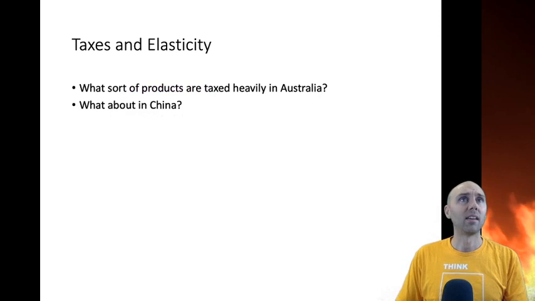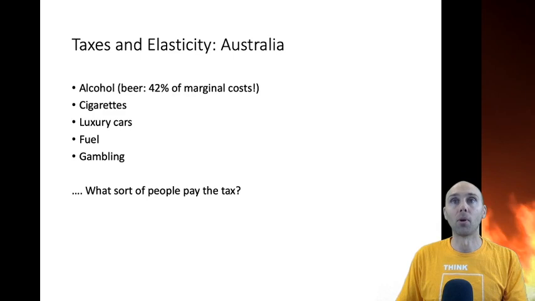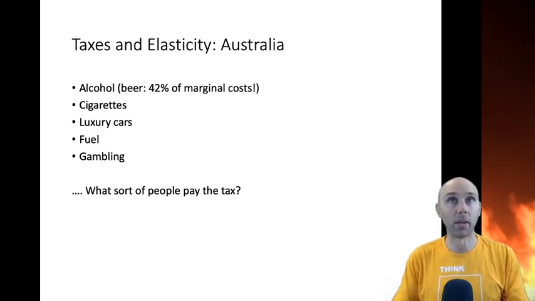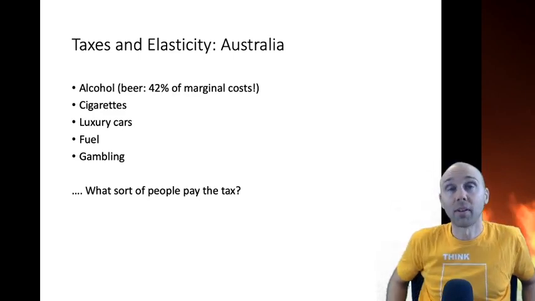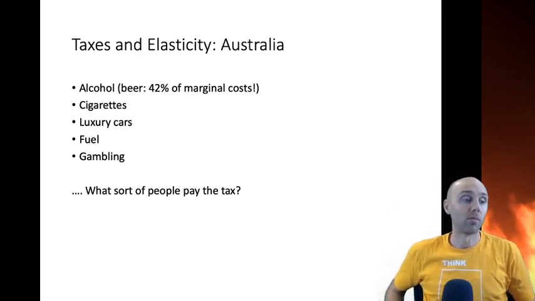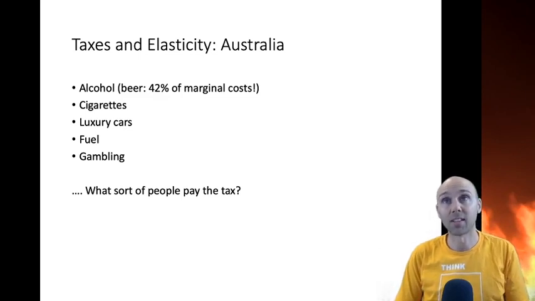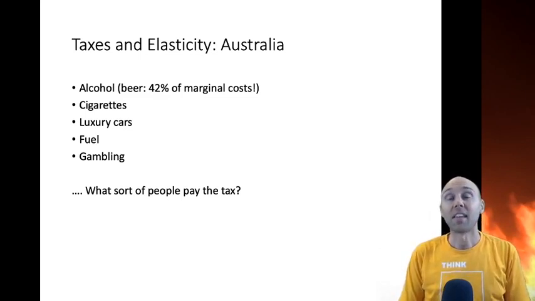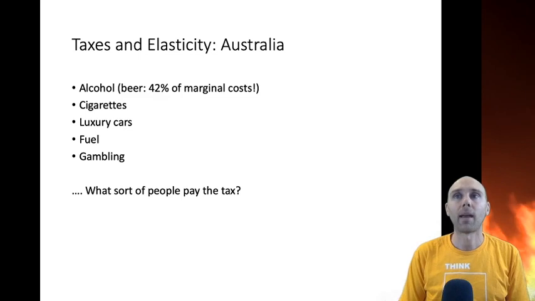So what are the products that are taxed heavily in Australia? And can we see a relationship between those and elasticity? Or what about for China? What are the different sort of goods? Well, there are the same sort of goods overall for most countries that are taxed heavily. And in Australia, beer, I've spoken about, cigarettes, luxury cars, fuel. Fuel's an example which, as we've seen, has very inelastic demand. And gambling.